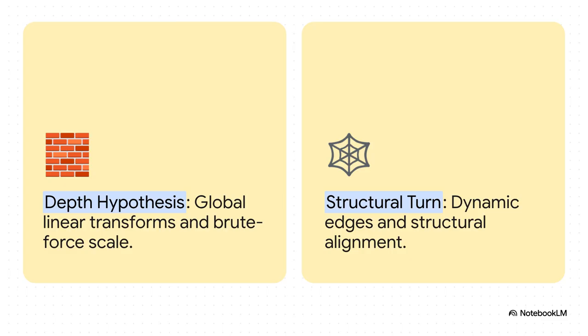But the structural turn completely abandons that brute force approach. Instead of forcing intelligence into those static nodes, it completely shifts the focus to the mathematical quality of the connections themselves. We are moving away from deep, rigid networks into systems defined by dynamic, highly mathematical edges. It is a total game changer.